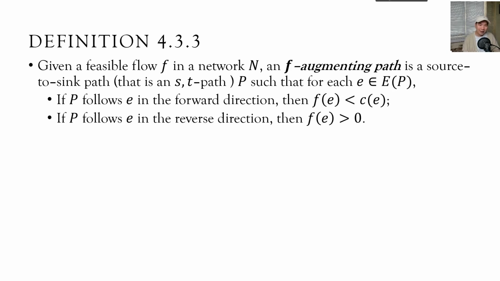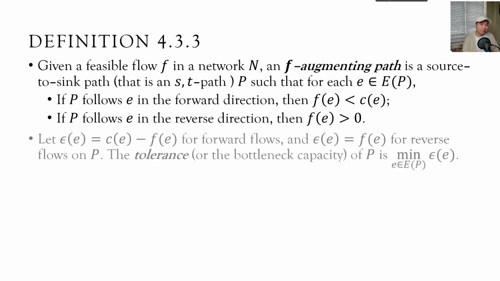So, if I have an F augmenting path, or just a path in general, one other thing I want to talk about is the tolerance of this path. So, I'm going to introduce some notation here. Let epsilon of an edge, or epsilon of E, be its capacity minus its flow for any forward flow. And then if I'm working with a reverse flow, that is the backwards direction, we're just going to let epsilon be the flow itself. The tolerance of my path is the minimum among all of these epsilon values.